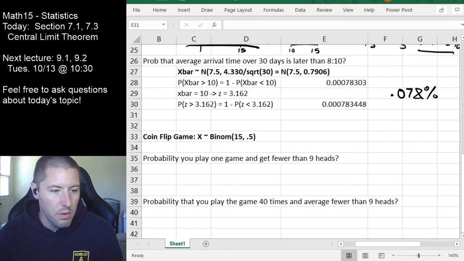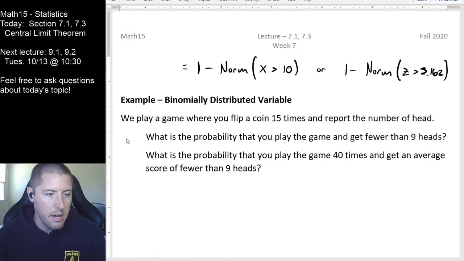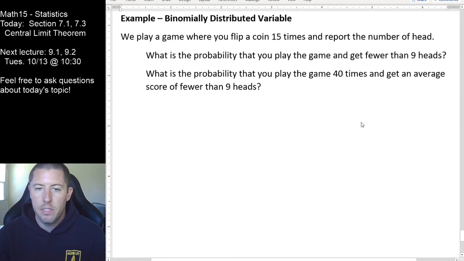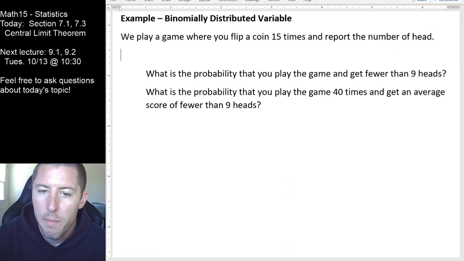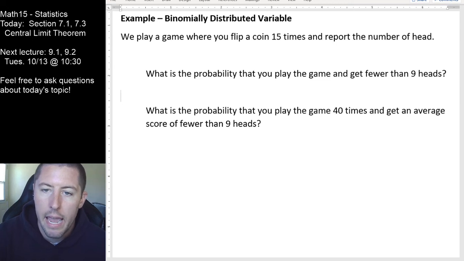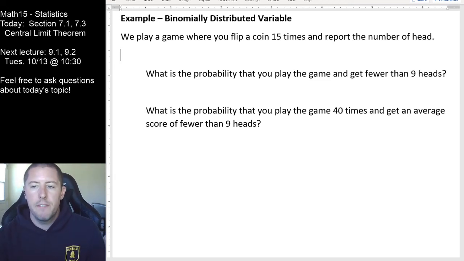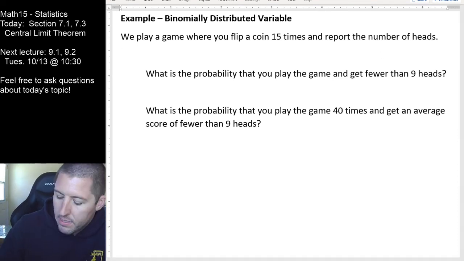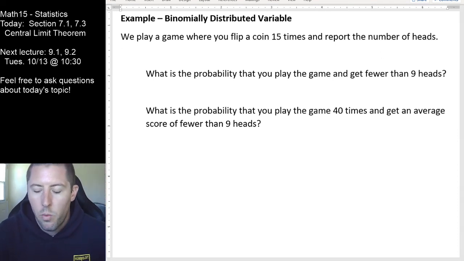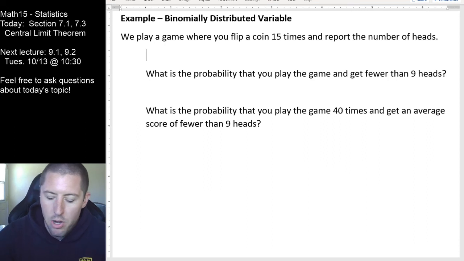So coming back over to Microsoft Word. Our final example is going to be, let's start with a binomially distributed variable, and again, see what happens when we do this with groups. In this binomial scenario, we're going to play a game. In the game, you flip a coin 15 times and report the number of heads. So in this game, x is binomially distributed.